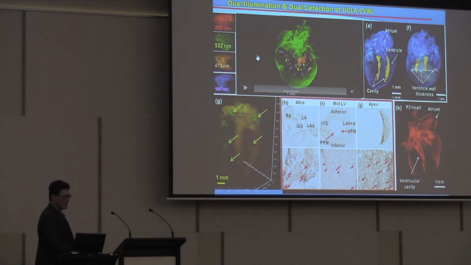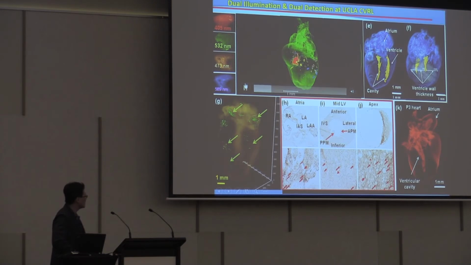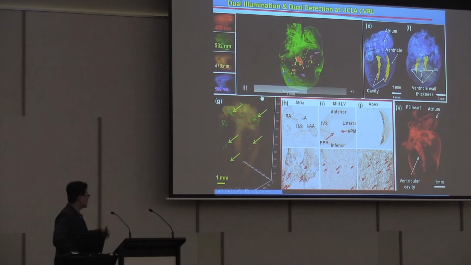So this is the rainbow heart from Razor's lab using dual illumination. So now you can appreciate the capacity to visualize the spatial distribution of fluorescent labeled protein.